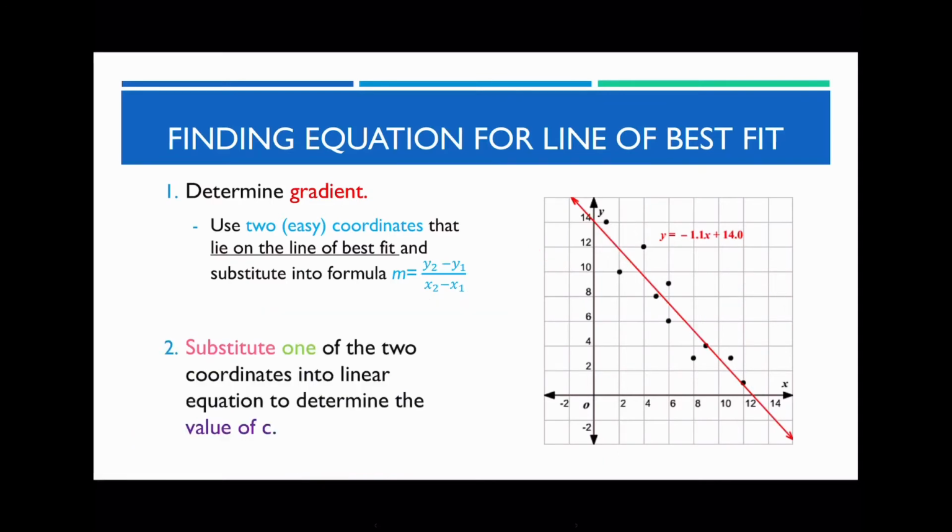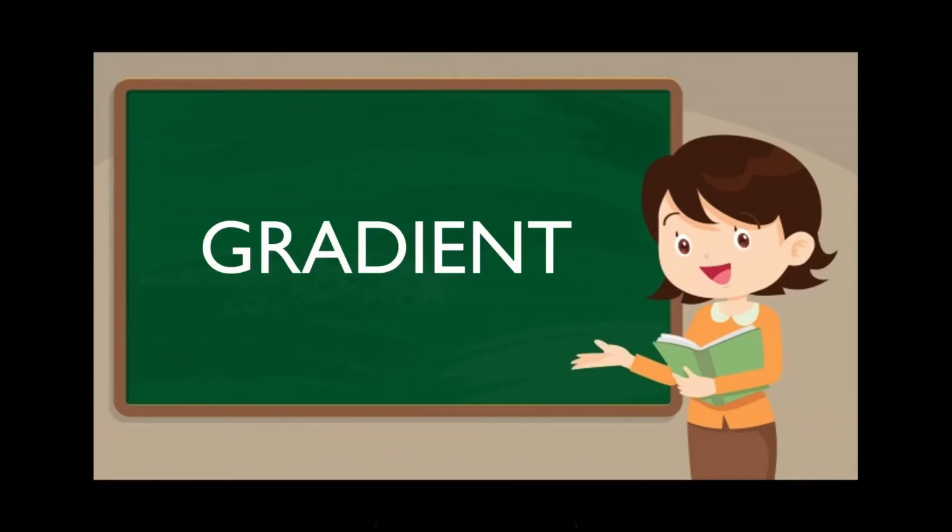Now, once you've correctly identified the two pairs of coordinates that you're going to be using, what you need to do is substitute only one of those two coordinates into the equation so that you can find the value of c, meaning the value of your y-intercept. So let's firstly look at how we calculate the gradient, and then we'll look at how we calculate the y-intercept for the line of best fit.